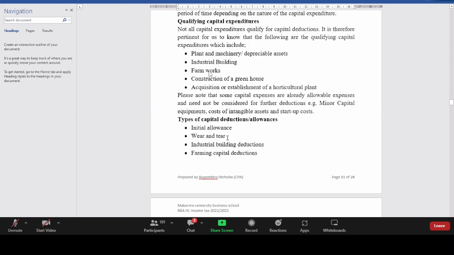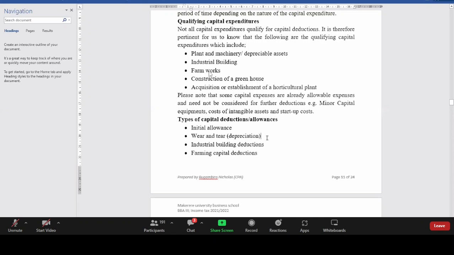Wear and tear. Wear and tear, guys, this is depreciation. People say depreciation is not allowable. Depreciation is allowable. But what is allowable is the one which is computed following tax principles, not accounting principles. That one of accounting is not allowable. We add it back. We use the one which is agreed for tax purposes under the Income Tax Act.